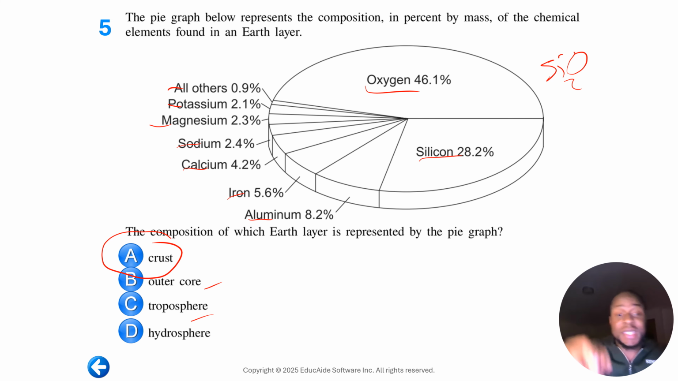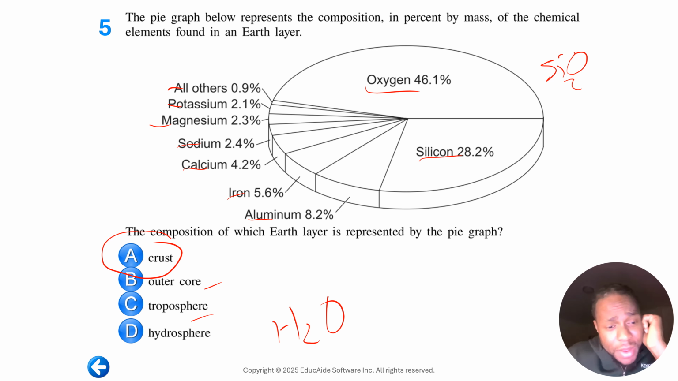The troposphere is a gaseous layer around the earth, something we're going to look at when we look at the unit on weather. And hydrosphere simply means water, and water is mainly made up of hydrogen and oxygen, H2O. So hydrogen is not highlighted here, so that couldn't be our answer either. So definitely our answer is A.